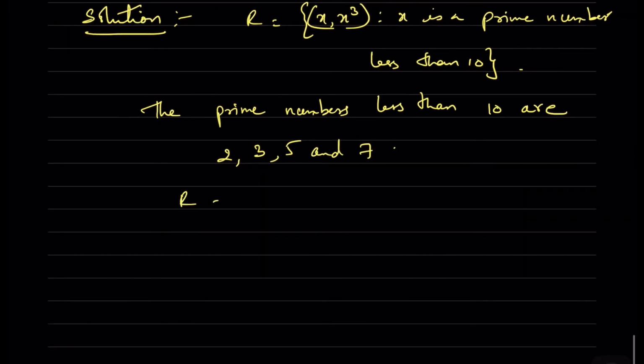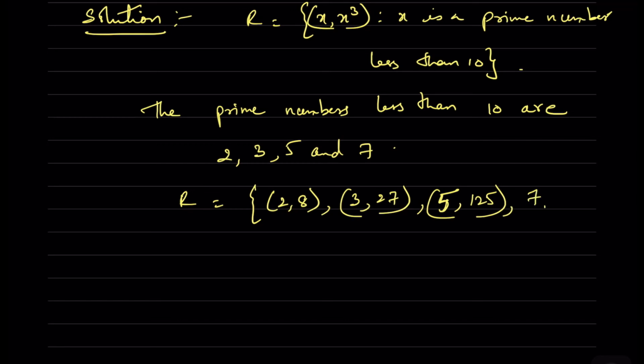So the relation is equal to 2, 8, 3, 27, because 3 cubed is 27 and 2 cubed is 8. We are writing x cubed, that is 2 cubed, 3 cubed. Then 4 is not there, so you have 5 cubed is 125. Then you have 7, because we are taking all prime numbers which are less than 10. 7 cubed is 343. So this is the answer.